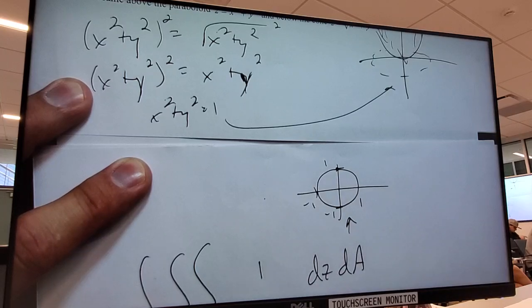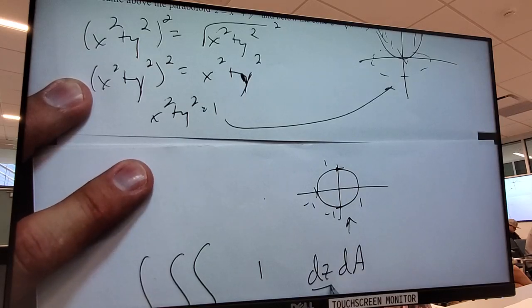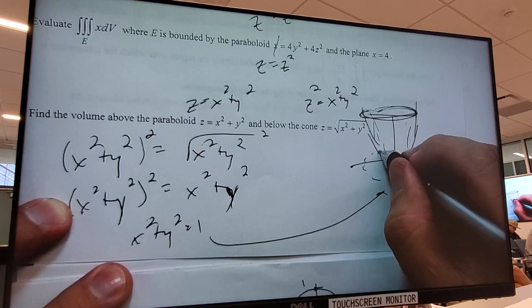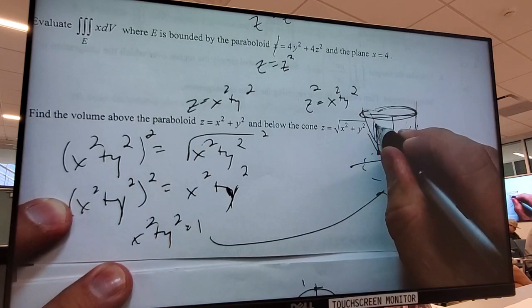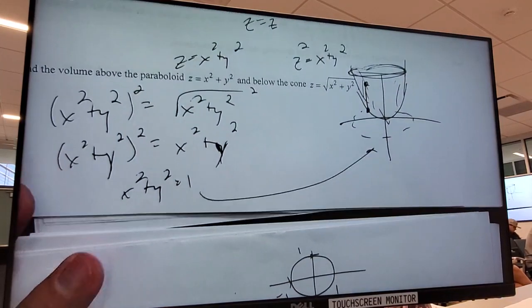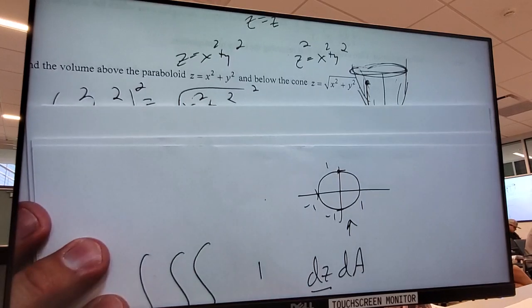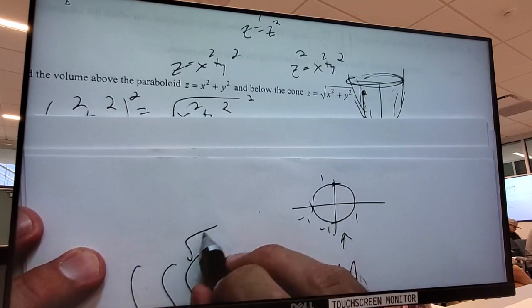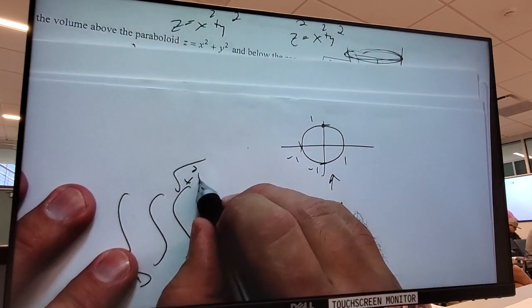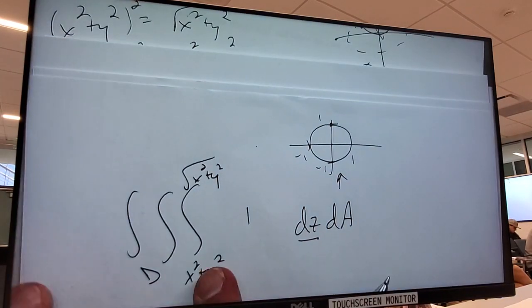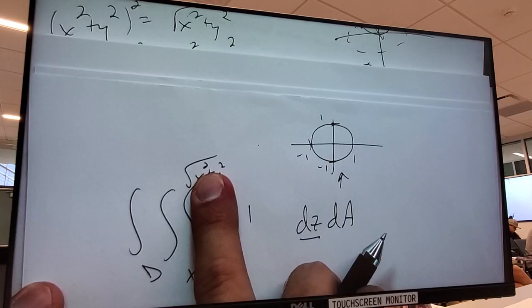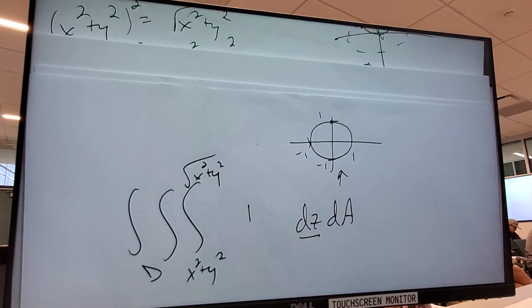1. So if I just leave this as dV, what is my z going from to? 0 to 1? No. It's going from this wall to that wall, x squared plus y squared. Yes, it's going from x squared plus y squared, above the paraboloid, below the cone. So I basically gave that away. Above the paraboloid, below the cone. So it's got to be between those two, yes?